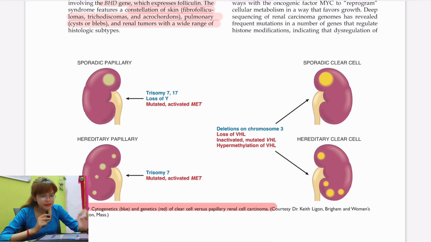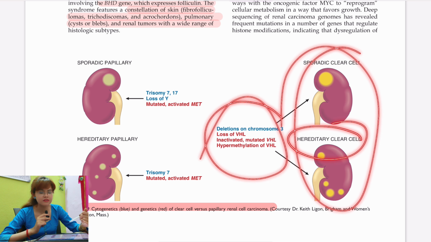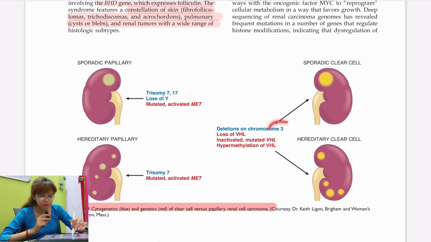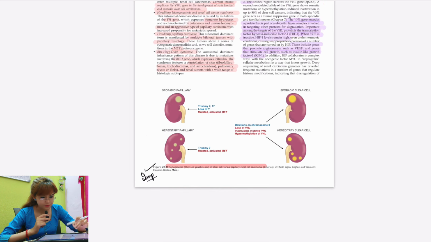Now talking about the clear cell in the sporadic one and the hereditary one, in both of these conditions you have similar kind of cytogenetics, which is deletion of 3p, which is loss of VHL, inactivated or mutated VHL, or hypermethylation of VHL. So basically the gene involved here is the VHL gene.